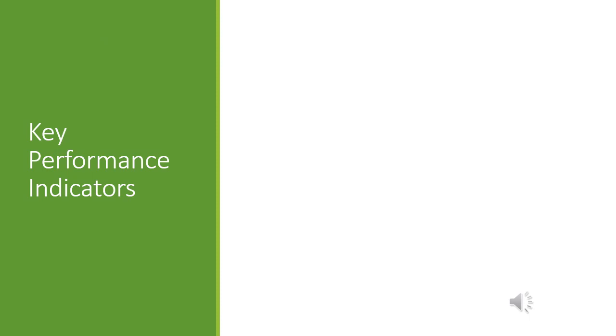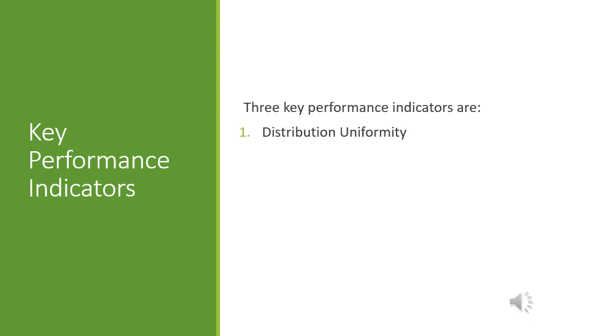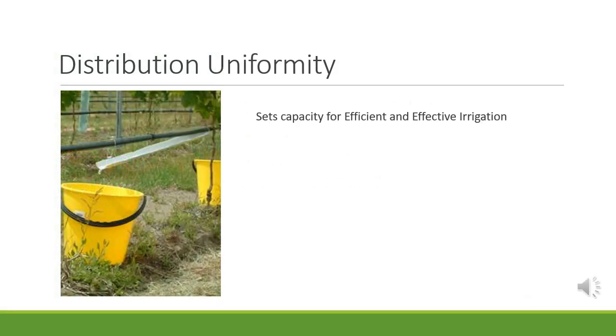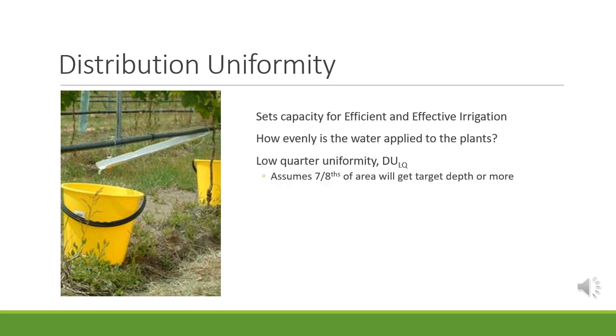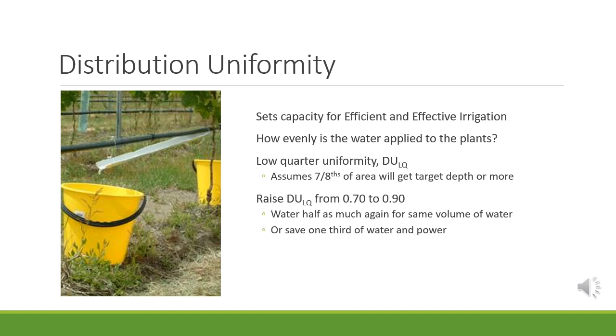When doing an irrigation system performance evaluation, three of the key things we're looking for are distribution uniformity, applied depth, and application intensity. We're going to focus for a bit on distribution uniformity. In an irrigation context, we tend to talk about the low quarter uniformity. For a system that has a DU of 0.7 versus a system of 0.9, that lower performing system will use half as much water again to achieve the same application depth as a better performing system.